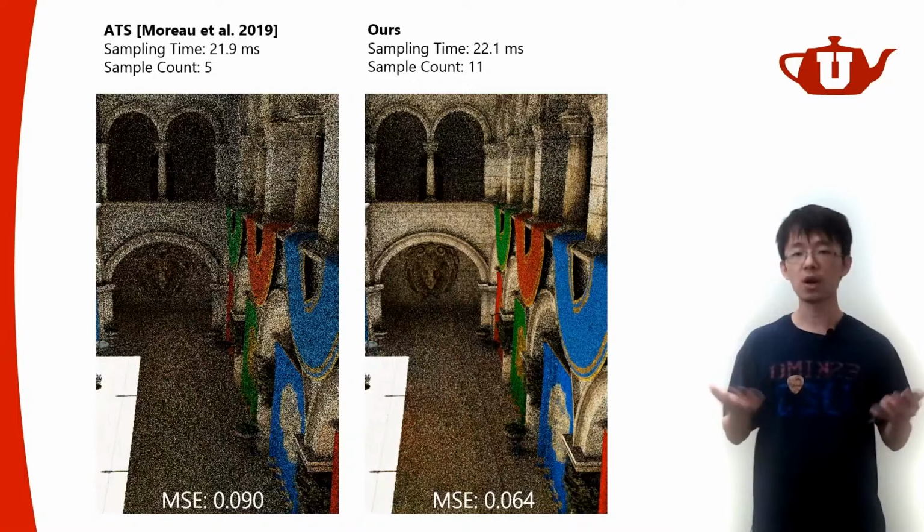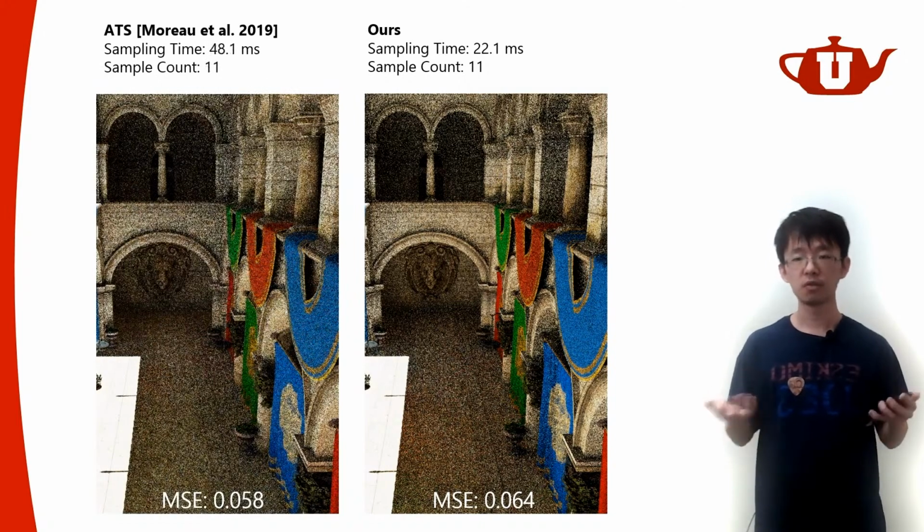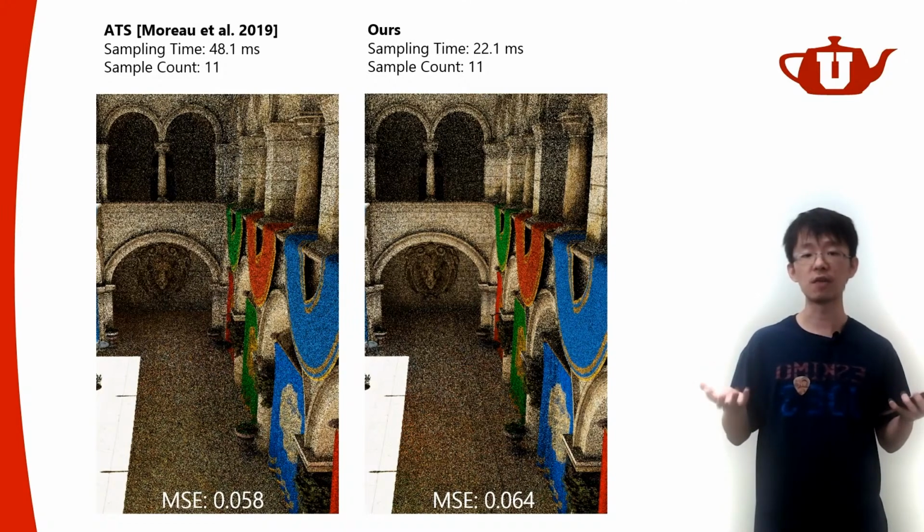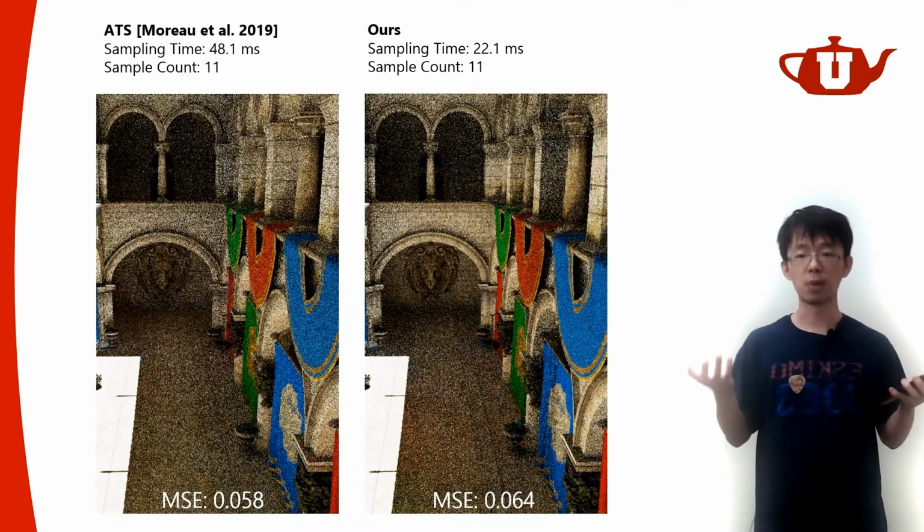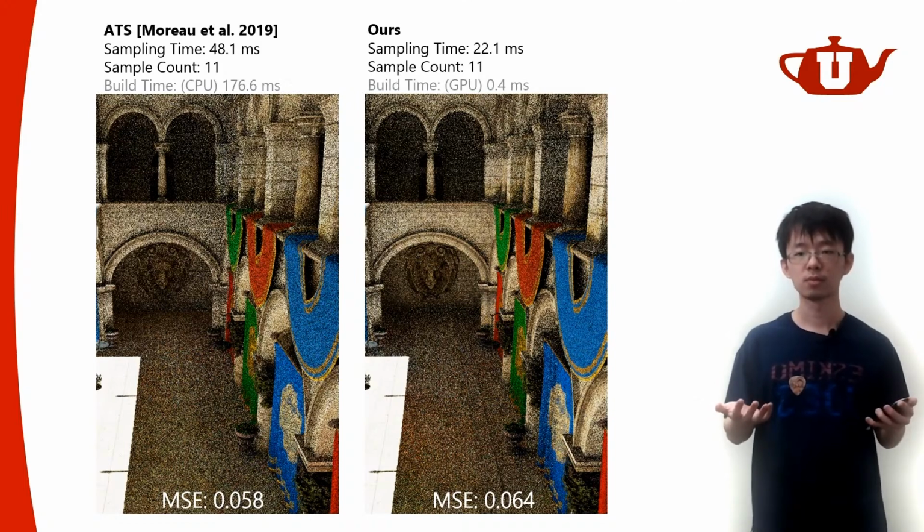Here, we compare our method with dynamic magnitude sampling, or the real-time version of ATS, in the quite expansive scene. Notice that given the same sampling time of 22 milliseconds, our method can generate more light samples than ATS and produces a result with significantly less noise. However, since our tree has lower quality, ATS produces a result with lower error with the same sample count of 11, though it uses much longer sampling time.